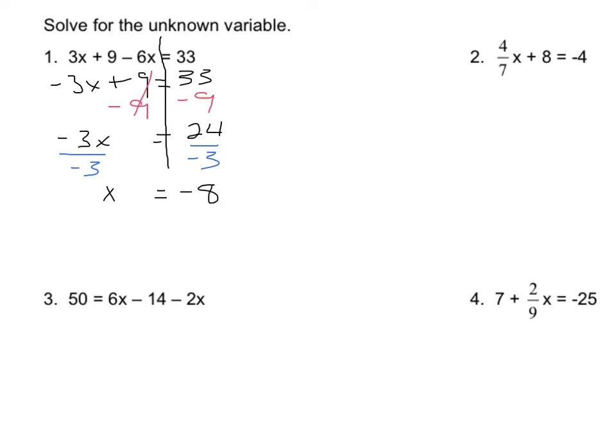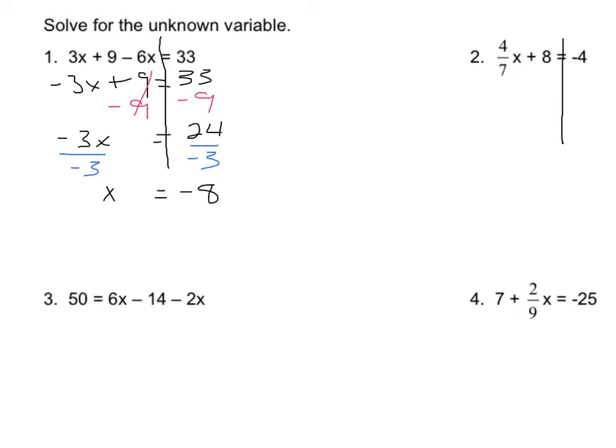Alright, number 2. 4/7 times x plus 8 equals negative 4. Same thing, I'm going to split the sides so I can see it's nice and neat. One side and the other. So this is already simplified over here on the left side. So now I just need to move the 8.